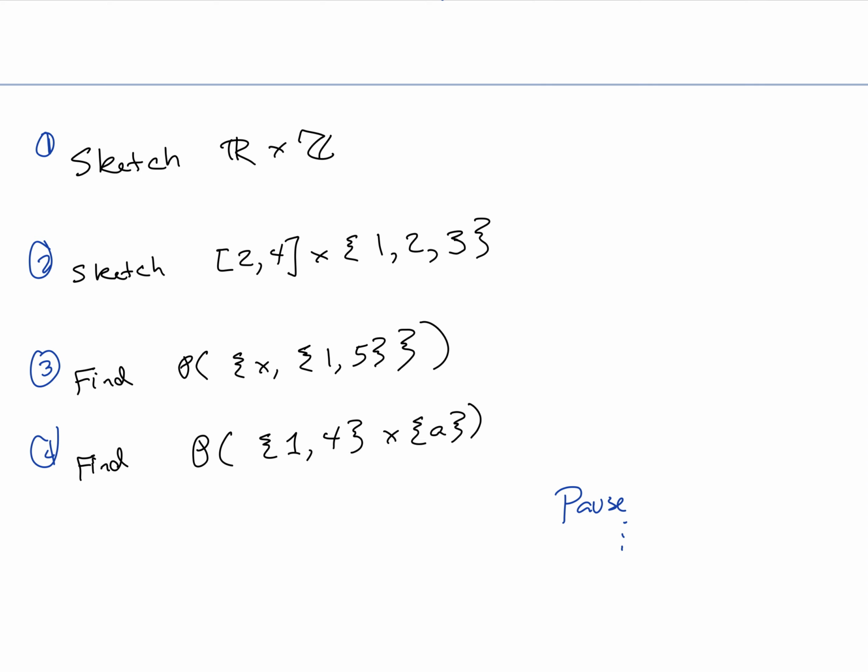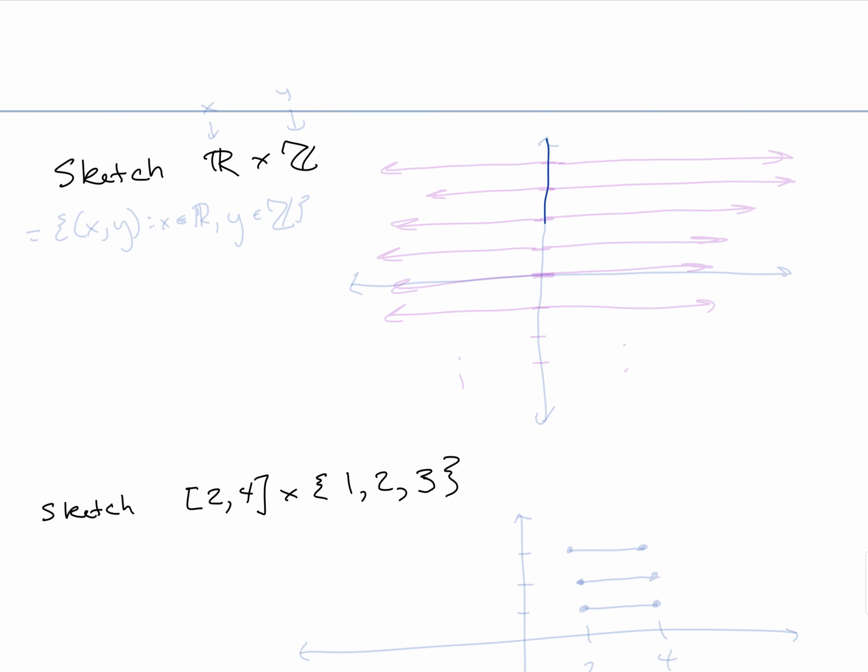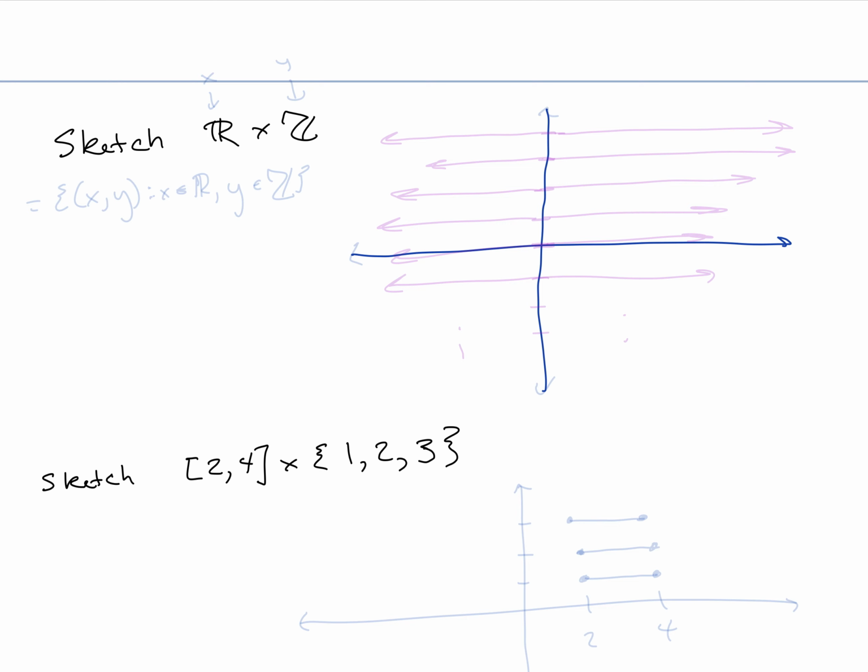All right, so sketching R cross Z. We're sketching this on the XY plane. Every time we see notation like this, we always assume that these are on the x-axis and these are on the y-axis. So we could also write this as x comma y, such that x is in the real numbers and y is in the integers. So x can be any real number over the whole real number line, whereas y is just the integers.